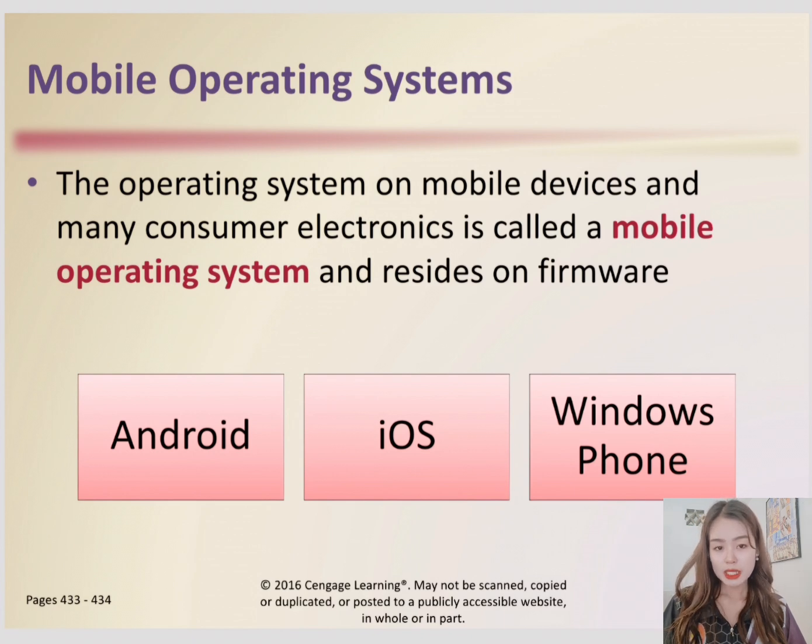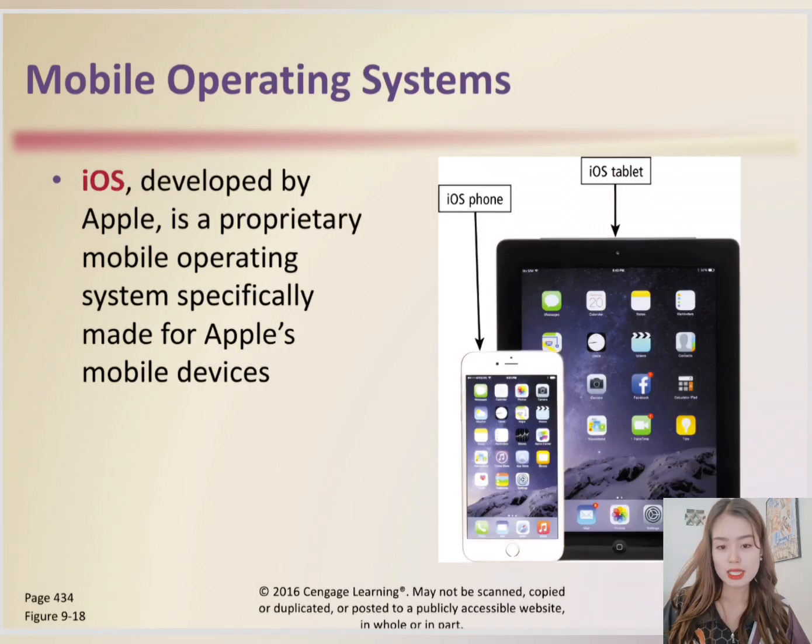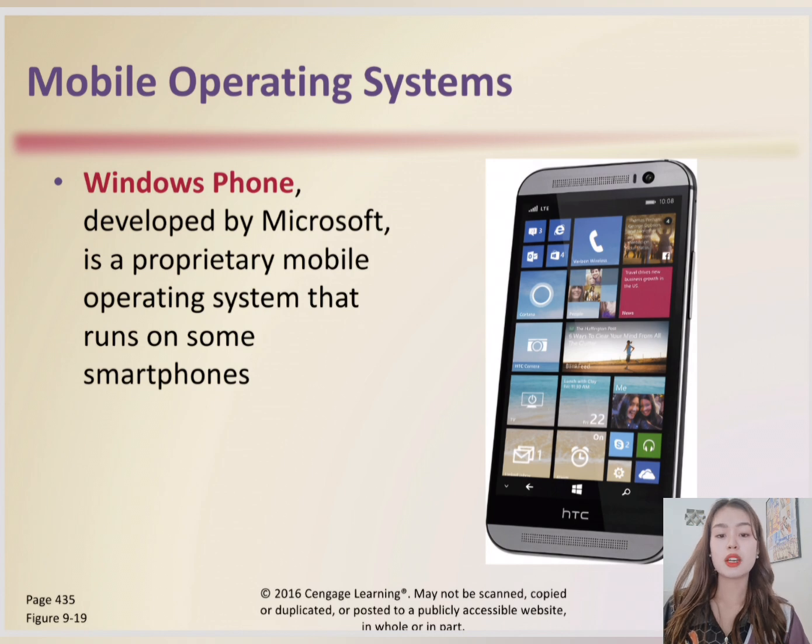The mobile operating system, or OS, is what powers your smartphone, tablet, and other portable devices. It manages apps, connects to the internet, and keeps everything running smoothly. Examples: Android by Google, highly customizable; iOS by Apple, smooth and secure; and Windows Phone by Microsoft, now discontinued.